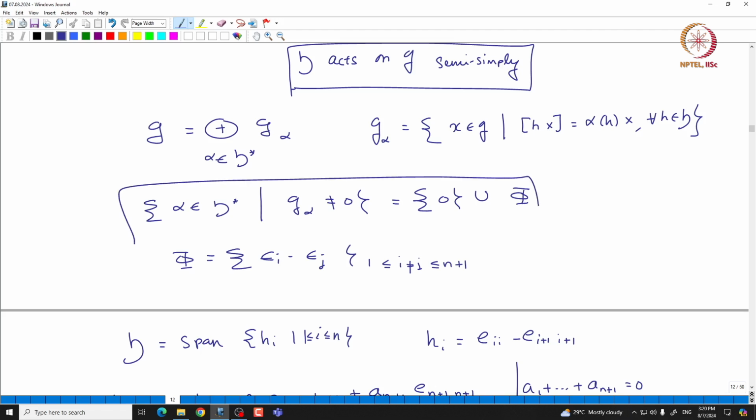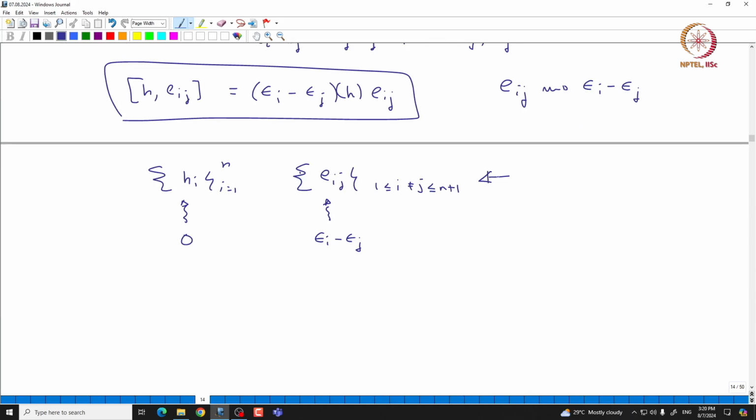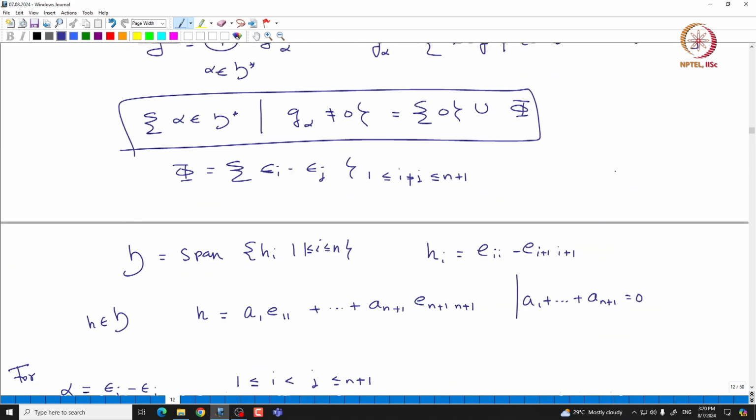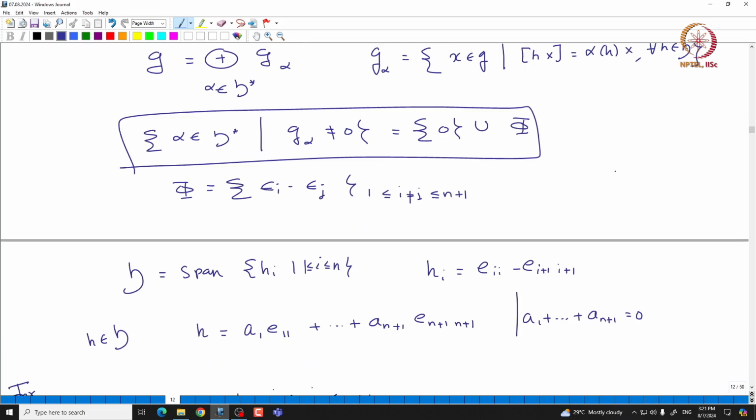So, this claim follows from the fact that these elements form a basis, because they are all indeed root vectors. Since they form a basis, that gives you that these are all the only roots. So, this is a basis of G. In particular, we have this action of H that is semisimple, and we can simultaneously diagonalize the action of H. Then we can talk about these root spaces with respect to that, and we observe that those roots have a very explicit form.